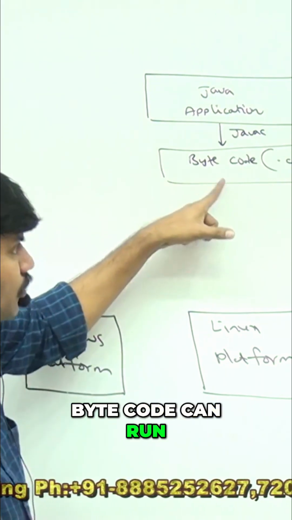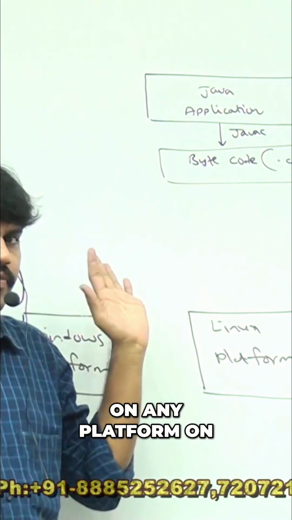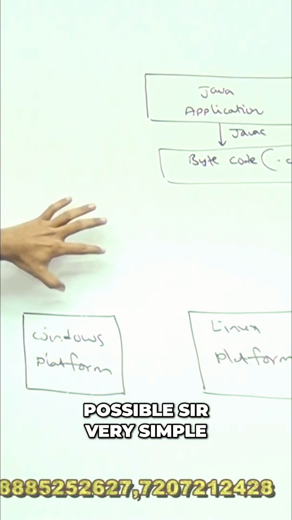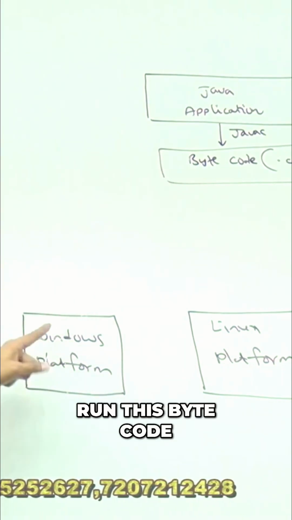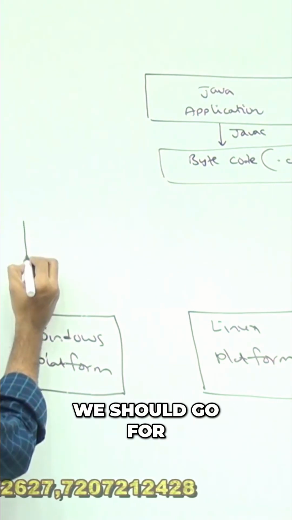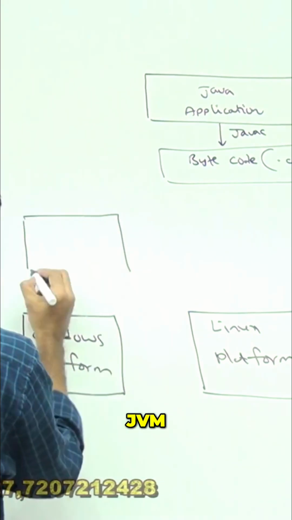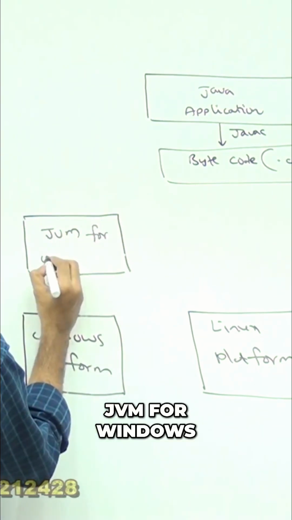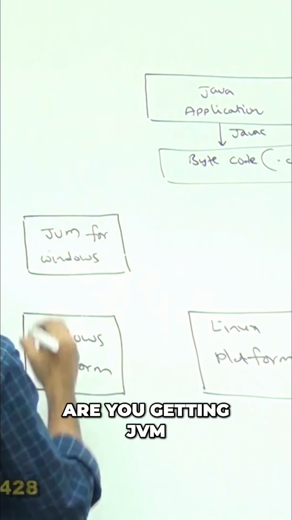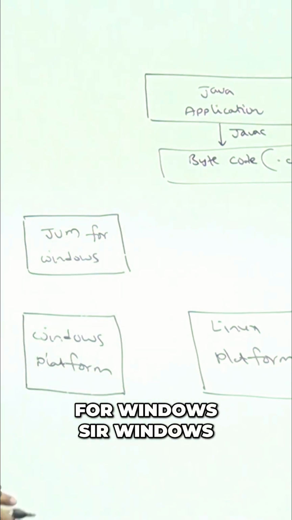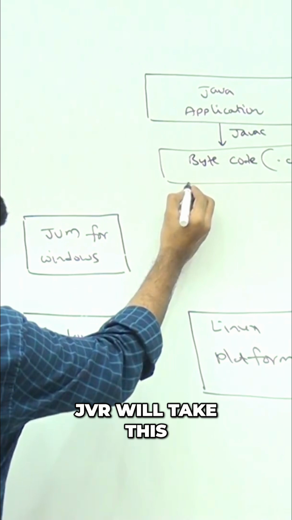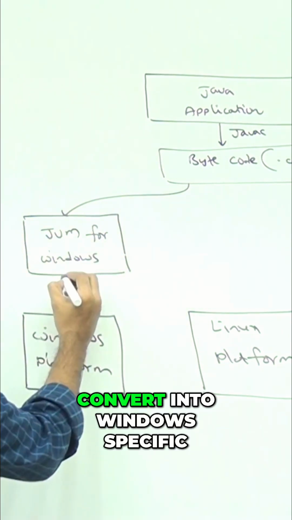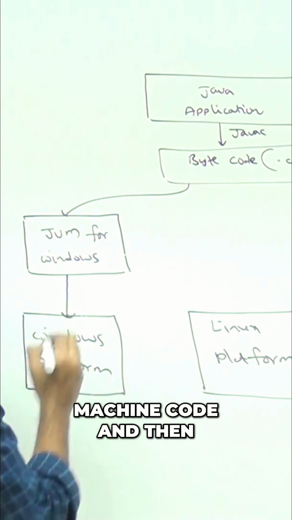Sir, this bytecode can run on any platform. On any platform, how is it going to be possible, sir? Very simple. If you want to run this bytecode for Windows, then we should go for JVM for Windows. Are you getting JVM for Windows? Sir, the Windows JVM will take this bytecode and convert it into Windows specific machine code and then execute.